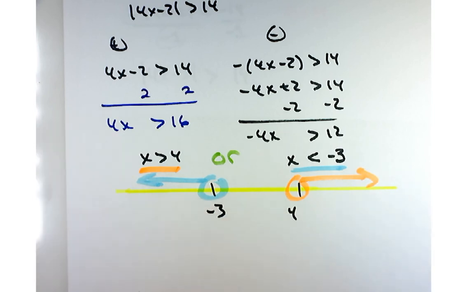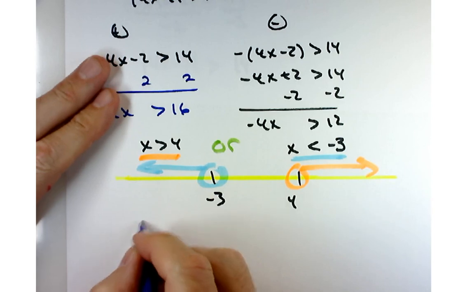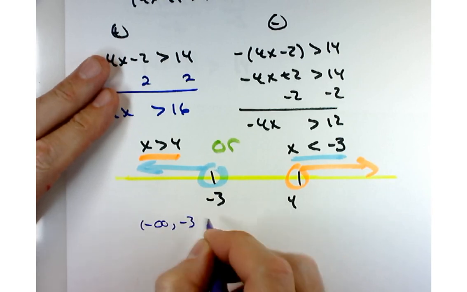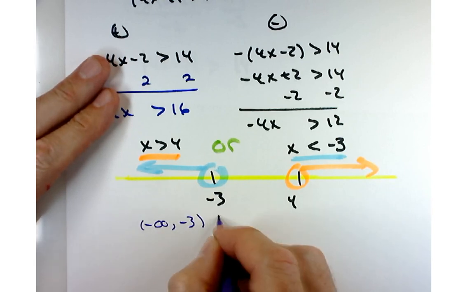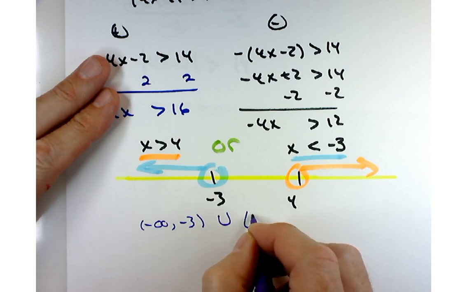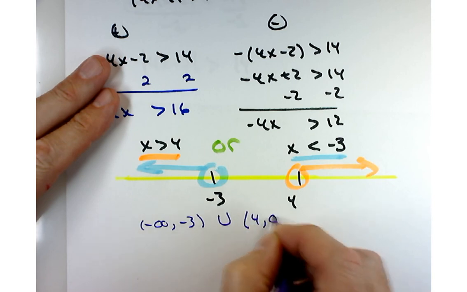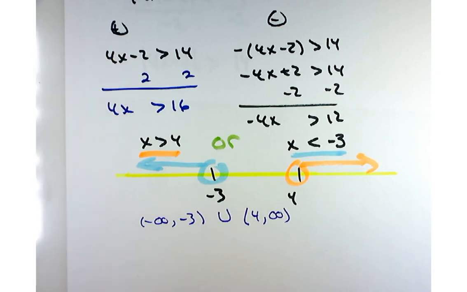Interval notation. John, what's the interval notation look like for this last one? Negative infinity to negative 3. Perfect. And then the union, in parentheses, positive 4 to positive infinity. Excellent. So all three different forms of that. Nice, nice.